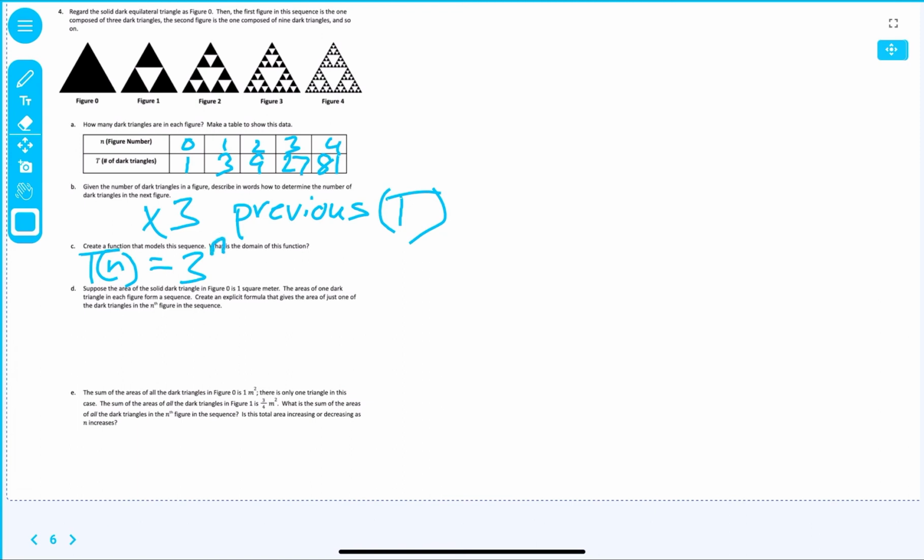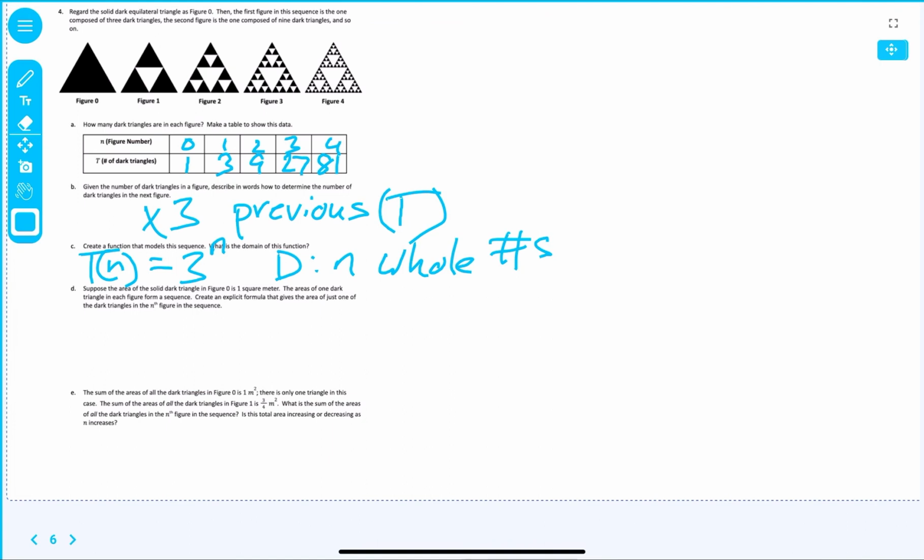3 to the n power, right? 3 squared would be the second figure, and it has 9 dark triangles. Right? But n has to be what? The domain is what? Whole numbers. We're not going to have half of a figure, are we?